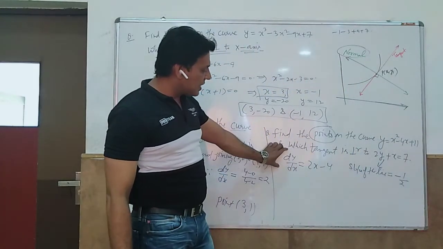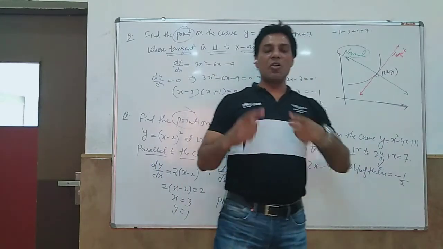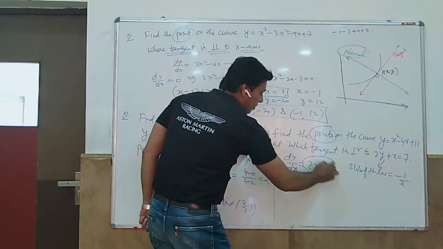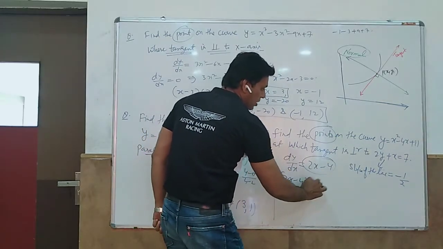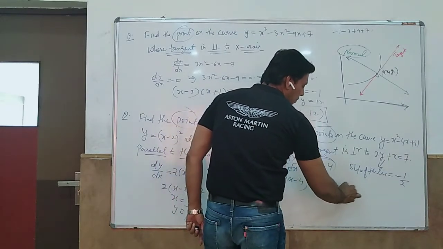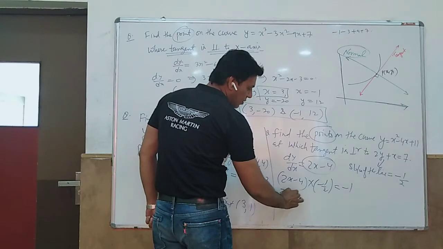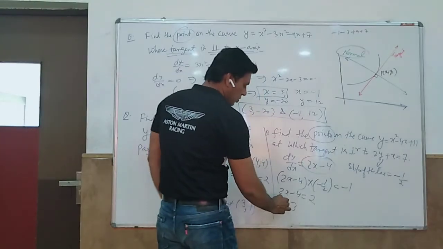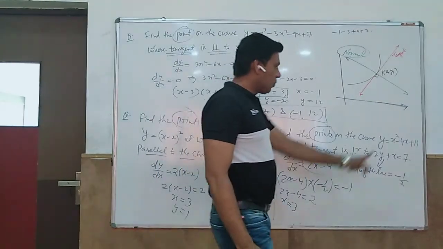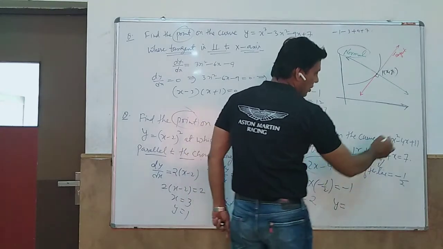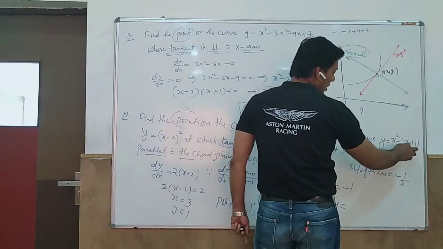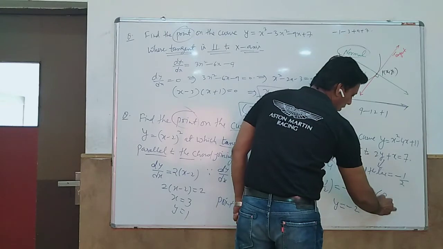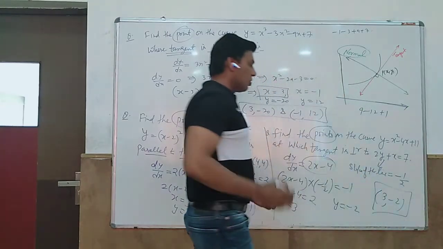Now it is given that the tangent is perpendicular to the line. Now remember, if two lines are perpendicular, then m1 into m2 is equal to minus 1. So the slope of the tangent is 2x minus 4, the slope of the line is minus 1 by 2, and their product must be minus 1. So we will have 2x minus 4 is equal to 2, and x is equal to 3. Then what will be the y? So put x is equal to 3 in this curve. You will have y is equal to 9 minus 12 plus 1, so minus 2. So your point is (3, minus 2).